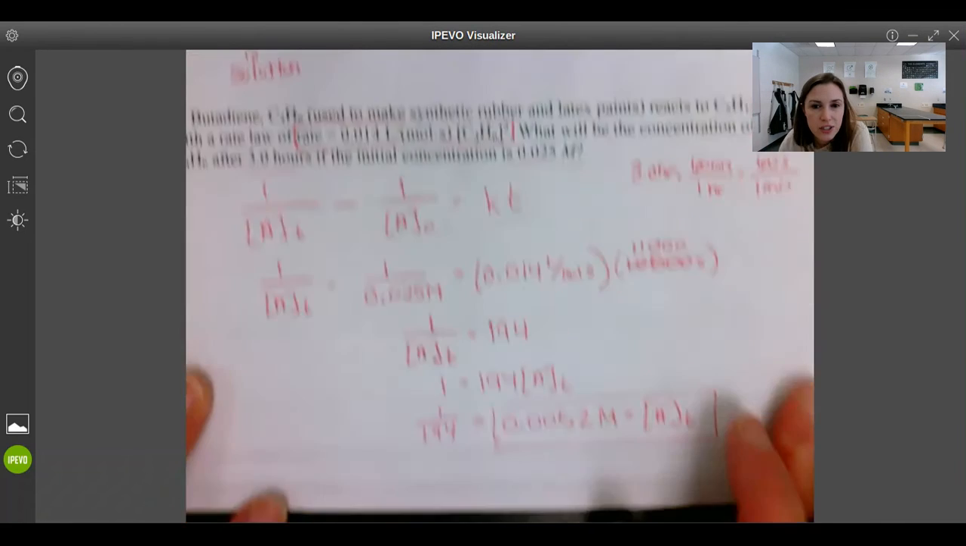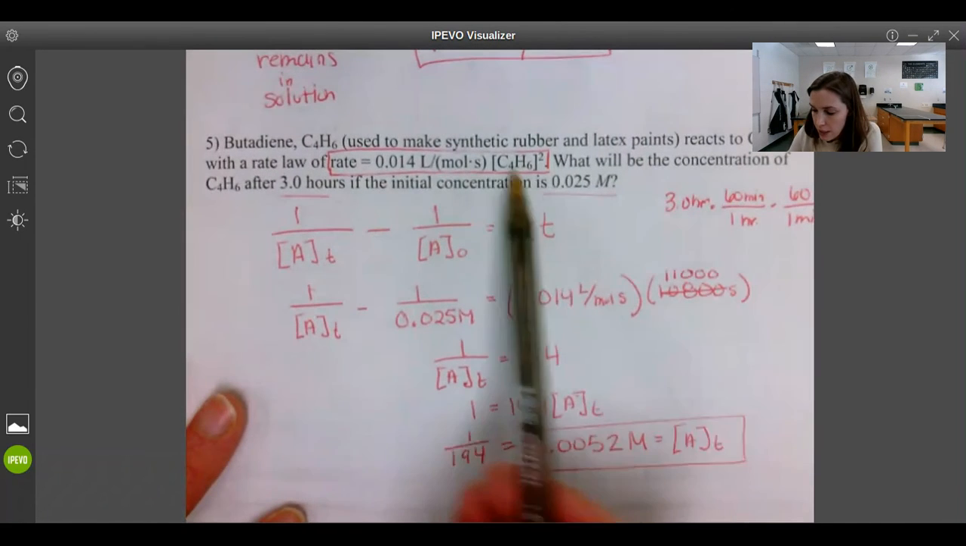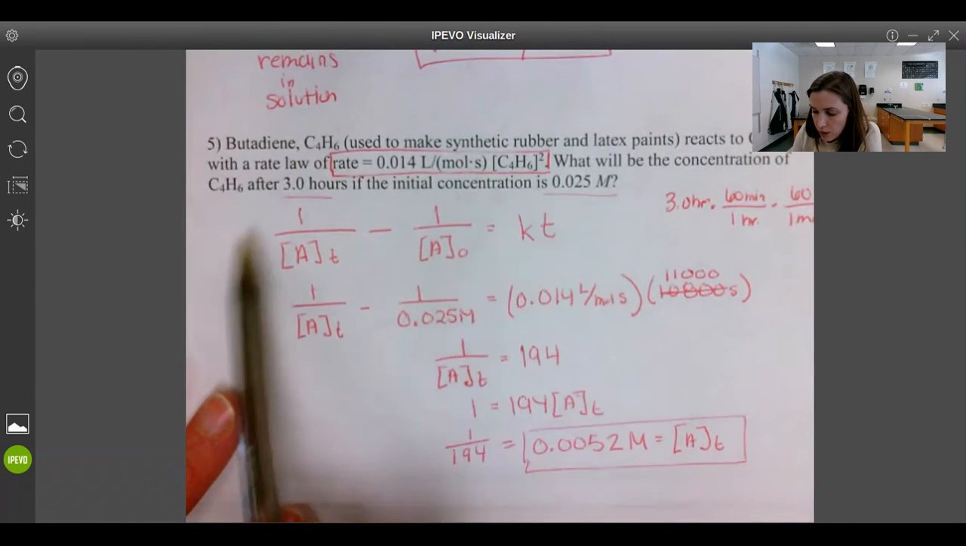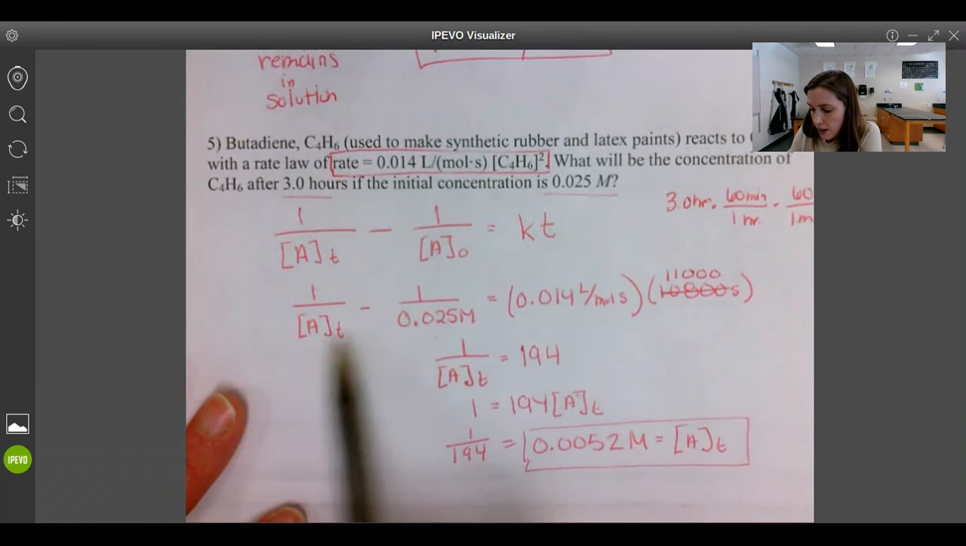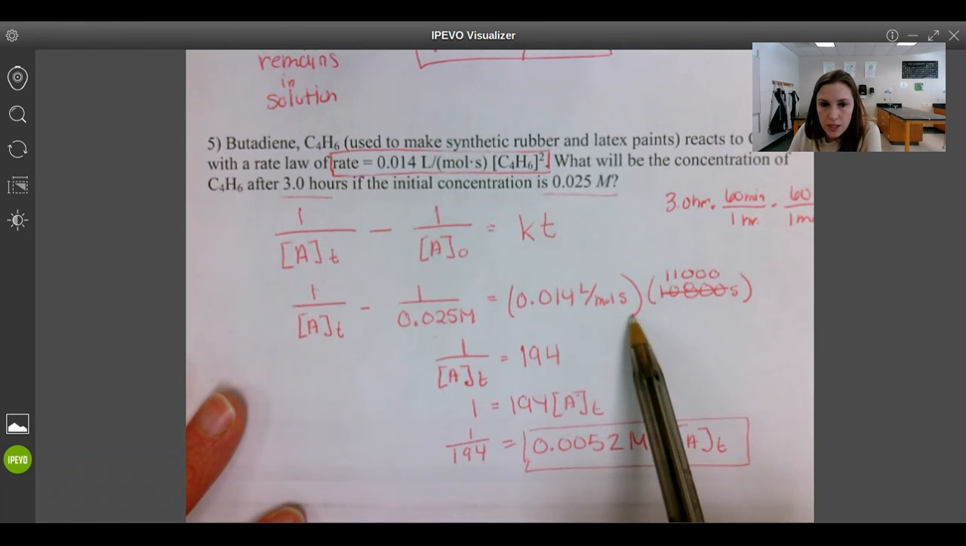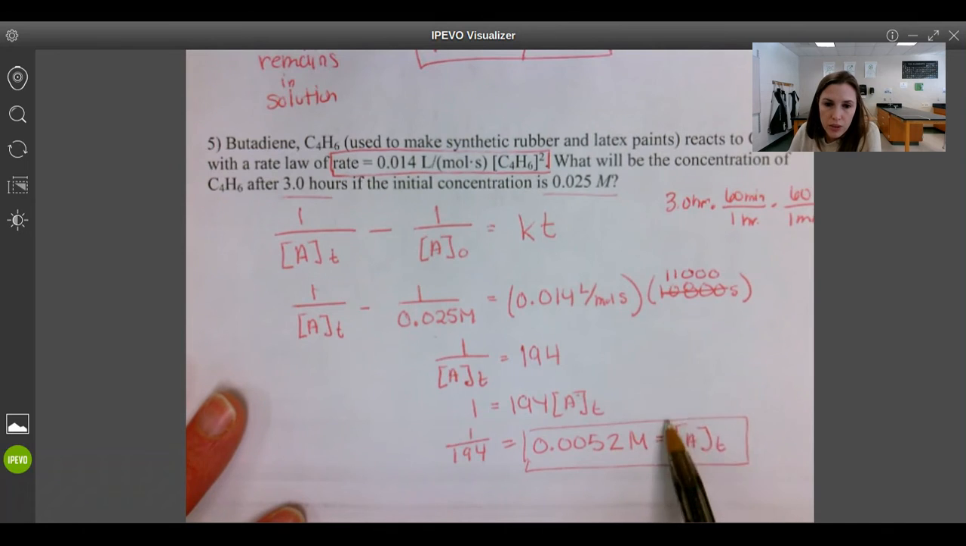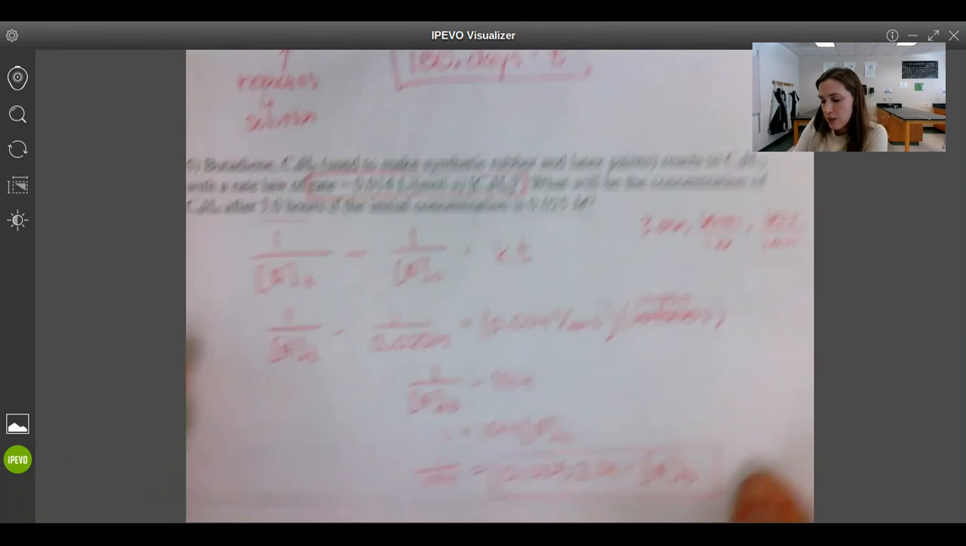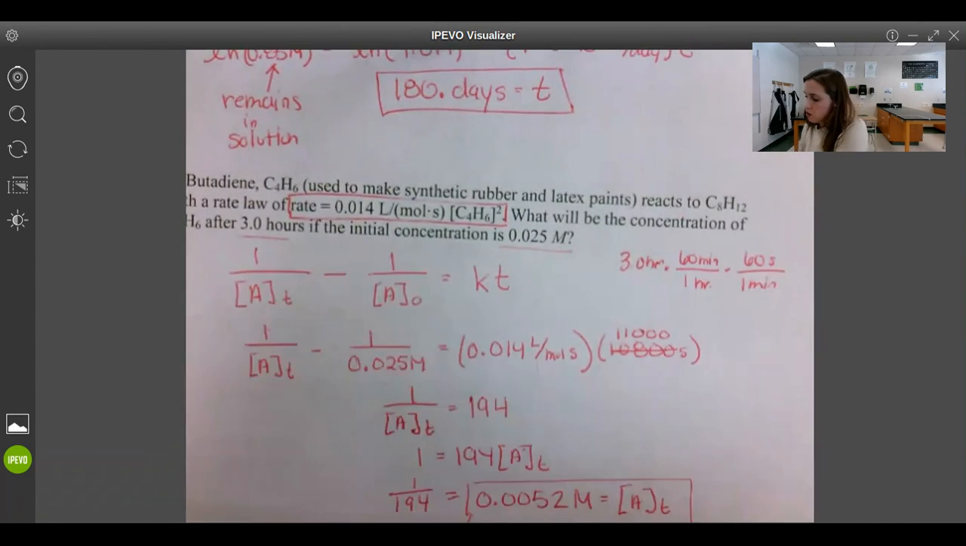All right, so that's just an example of second order. We had to keep track of, first off, identifying that it's second order and getting our right equation. And then the only real tricky part with this one was, again, just making sure the units of time match up with our rate constant, and then just working through the steps here. Okay, so that was an example of a second order question.